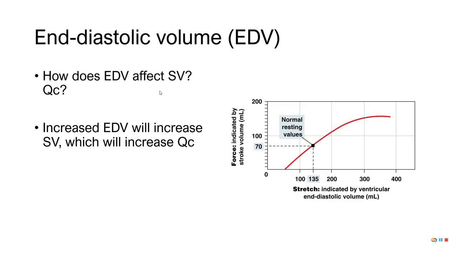Okay, so now we've got end diastolic volume. Okay, remember, end diastolic volume is the amount of blood that's in the ventricle prior to contraction.